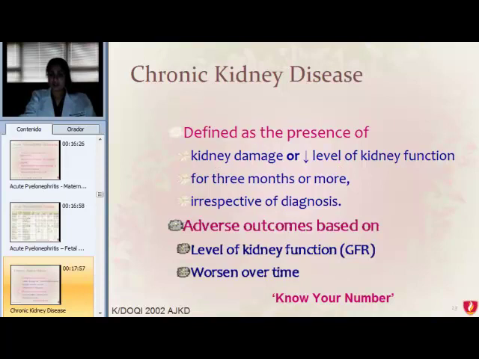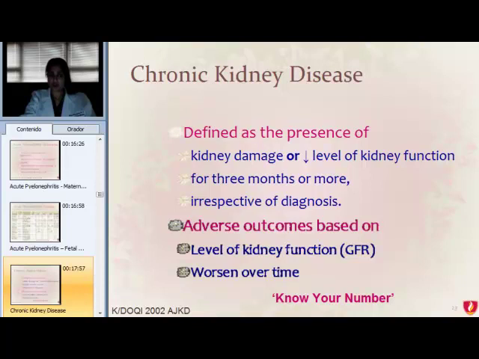in pregnancy. The KDOQI first defined this in 2002, and in this definition, they included kidney damage in addition to kidney function to define chronic kidney disease. And it should be present for 3 months or more, and it doesn't matter what the etiology is. The reason kidney damage was included is because the kidney function can continue to progressively decrease despite cured initial insults because of secondary factors.